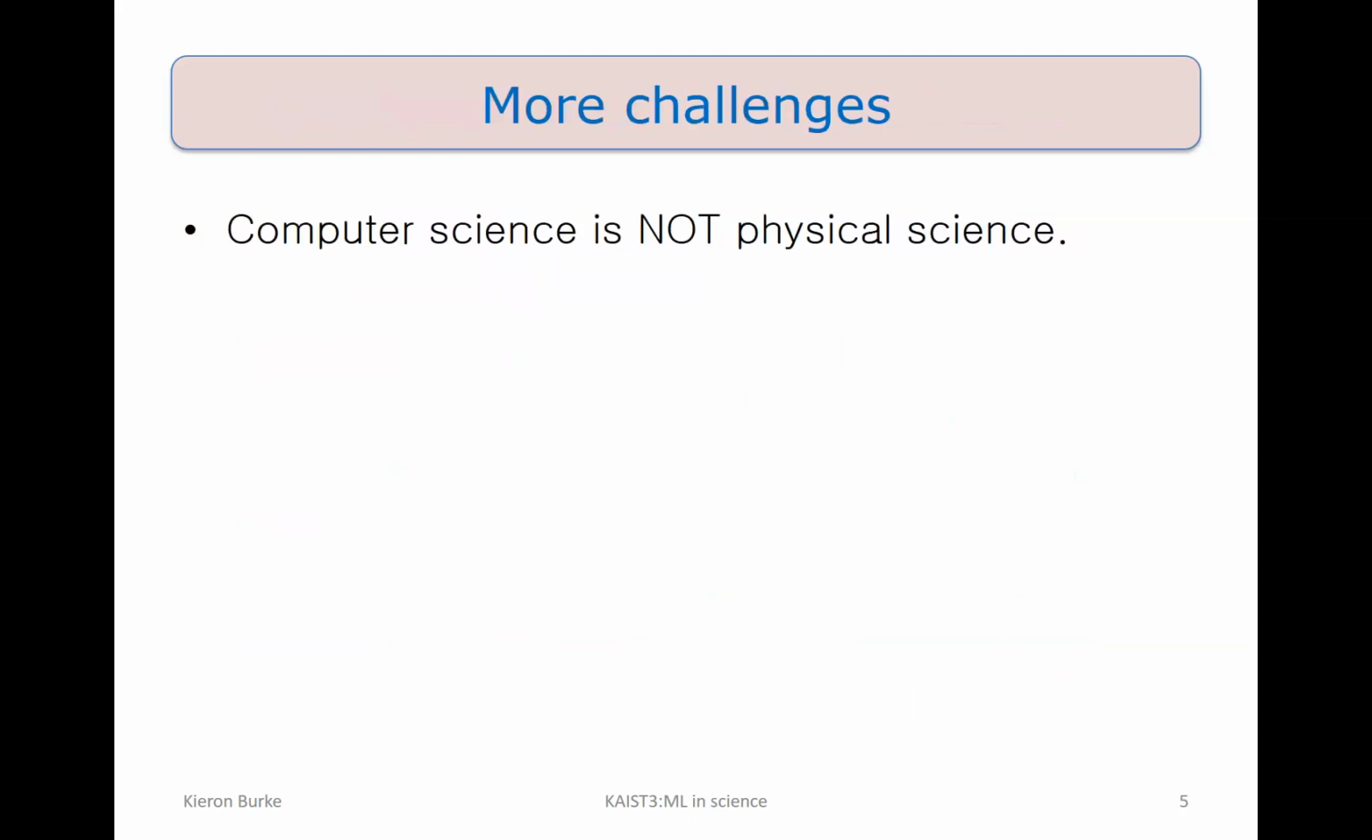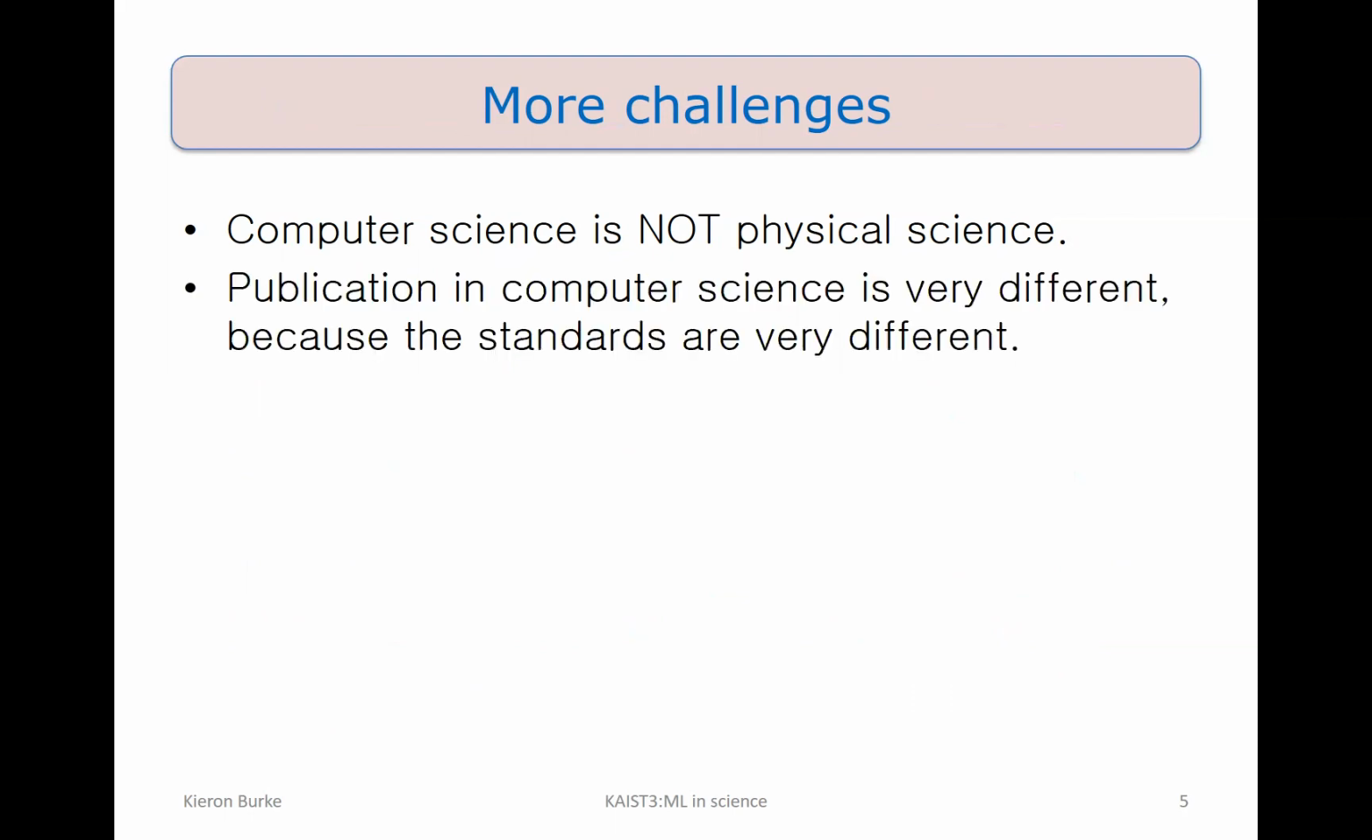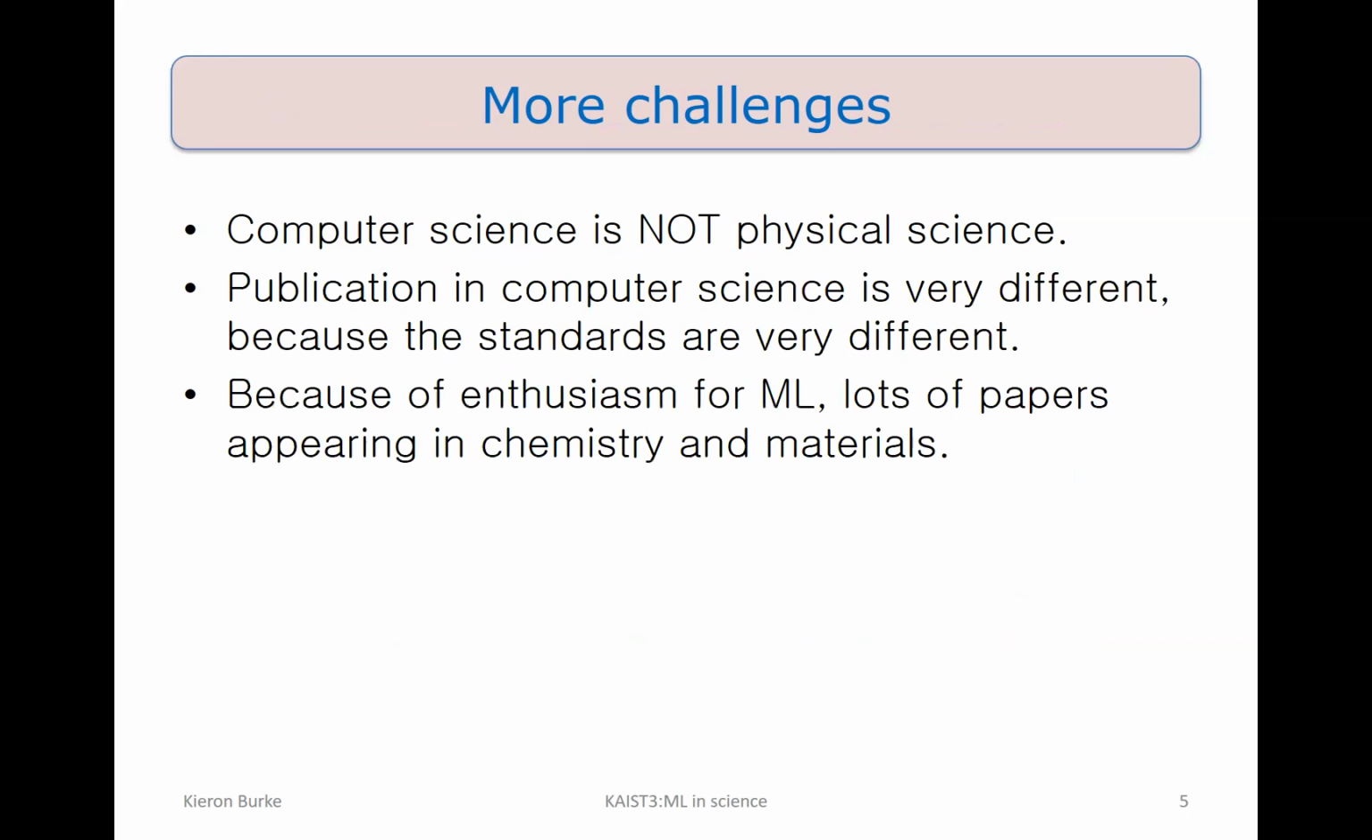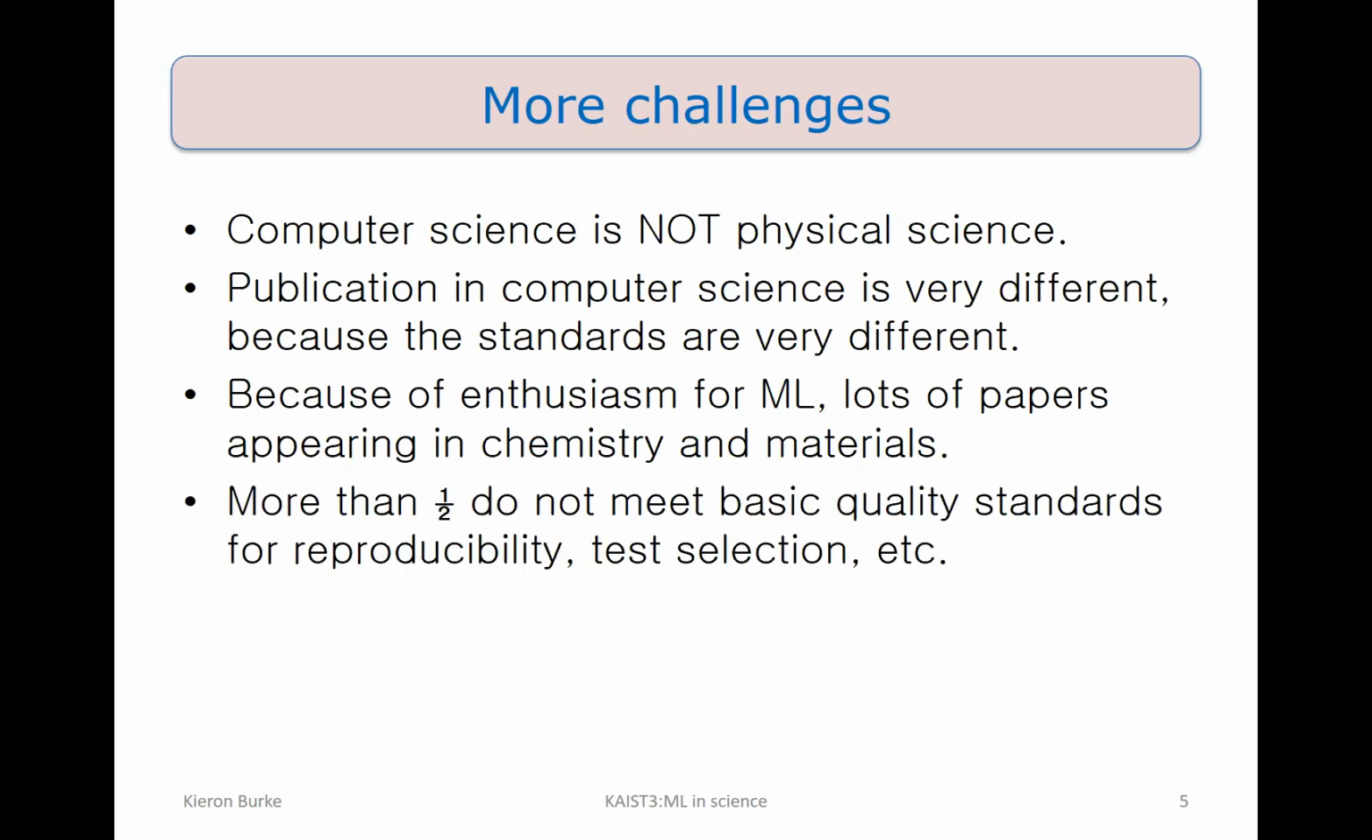So general purpose machine learning algorithms can easily produce nonsense. Another important aspect is that computer science is not a physical science. And publication in computer science is very different from traditional publication in physical science. The standards are very different. People in machine learning, if they have a good algorithm, write a 4-page abstract. And if it gets accepted to one of these top conferences, that's publishing work, and they don't really care much beyond that. And I would say at least more than half of the papers you see combining machine learning and physical sciences do not meet what we would call basic standards of scientific publication.